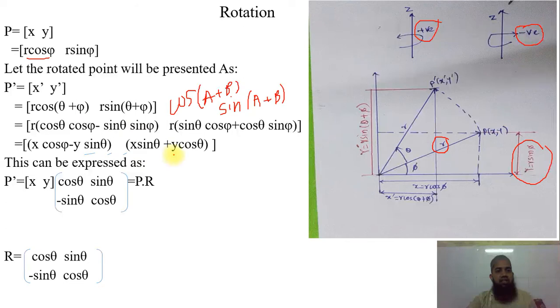After that, I will multiply this r inside the bracket: r cos theta r cos phi minus r sine theta sine phi, and r sin theta cos phi plus r cos theta sin phi. As usual, we know x is r cos phi, y is r sin phi. So it will be x cos theta.